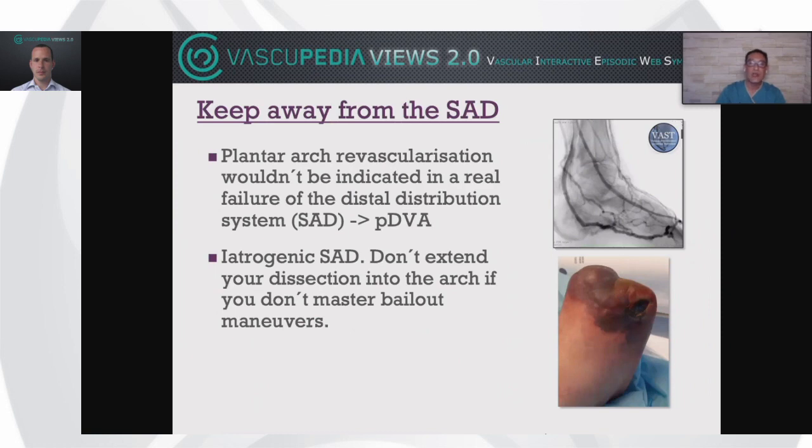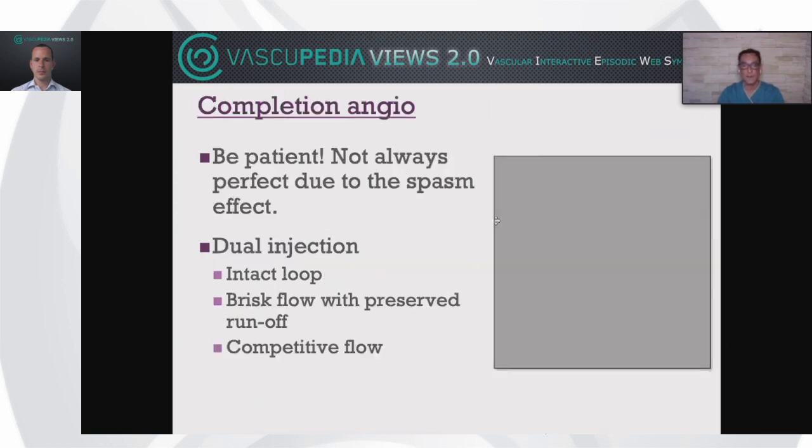Also, it's important to keep away from the SAD, because in my opinion, plantar arch revascularization would not be indicated in a real failure of the distal distribution system. For this, you need to perform a DVA or percutaneous DVA. And as mentioned, try to keep away from the iatrogenic SAD. Don't extend your dissection into the arch if you don't master the bailout maneuvers.